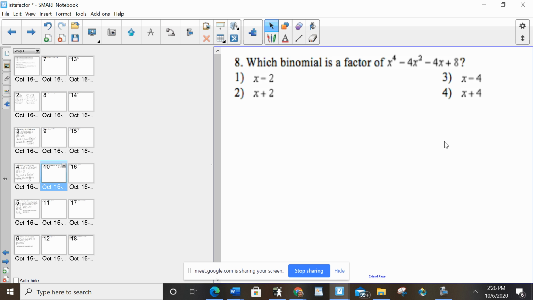So which binomial is a factor of? Well, if I want to determine if x minus 2 is a factor, then I need to substitute 2 into the function. If x plus 2 is a factor, I need to substitute negative 2 into the function. If x minus 4 is a factor, I need to substitute 4 into the function. And if x plus 4 is a factor, I need to substitute negative 4.